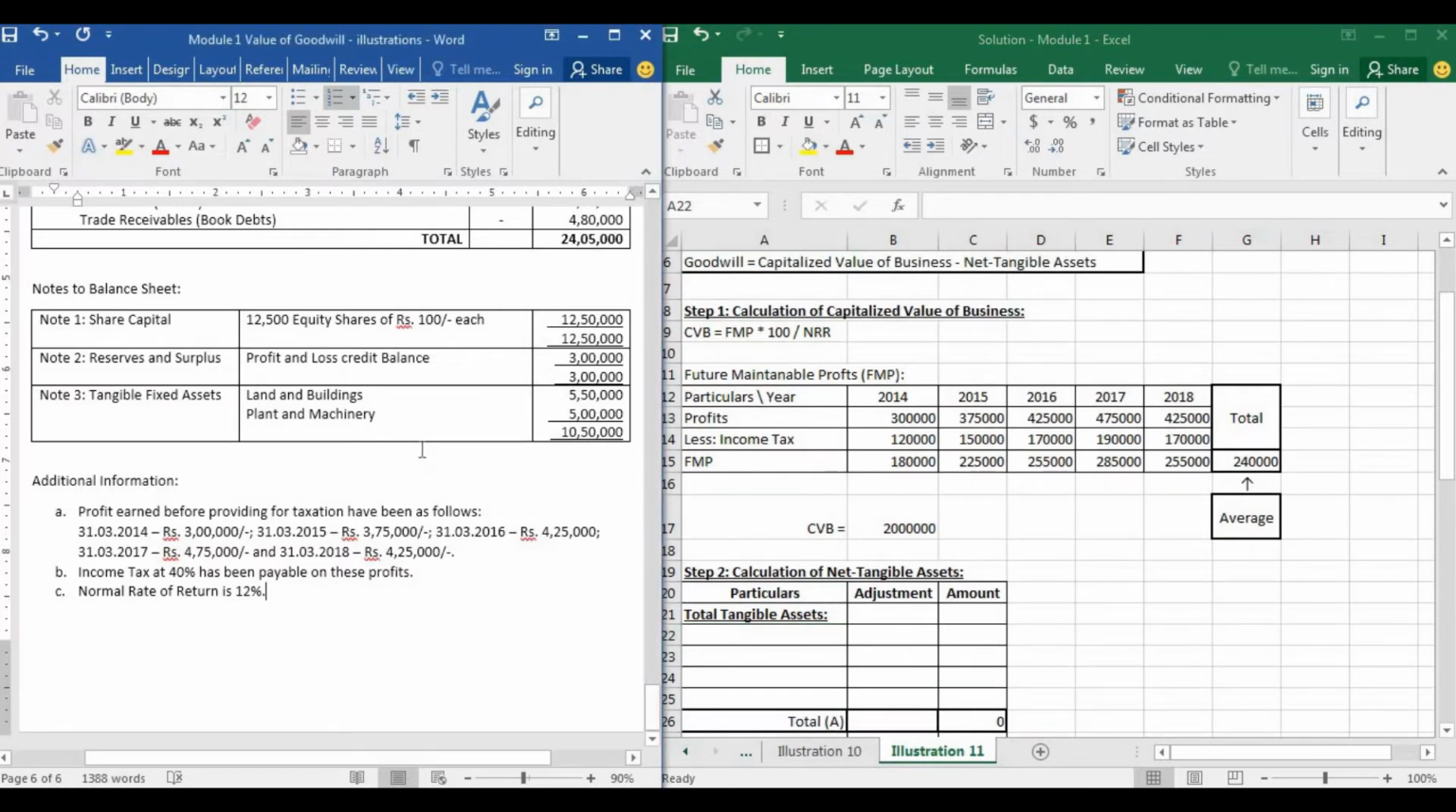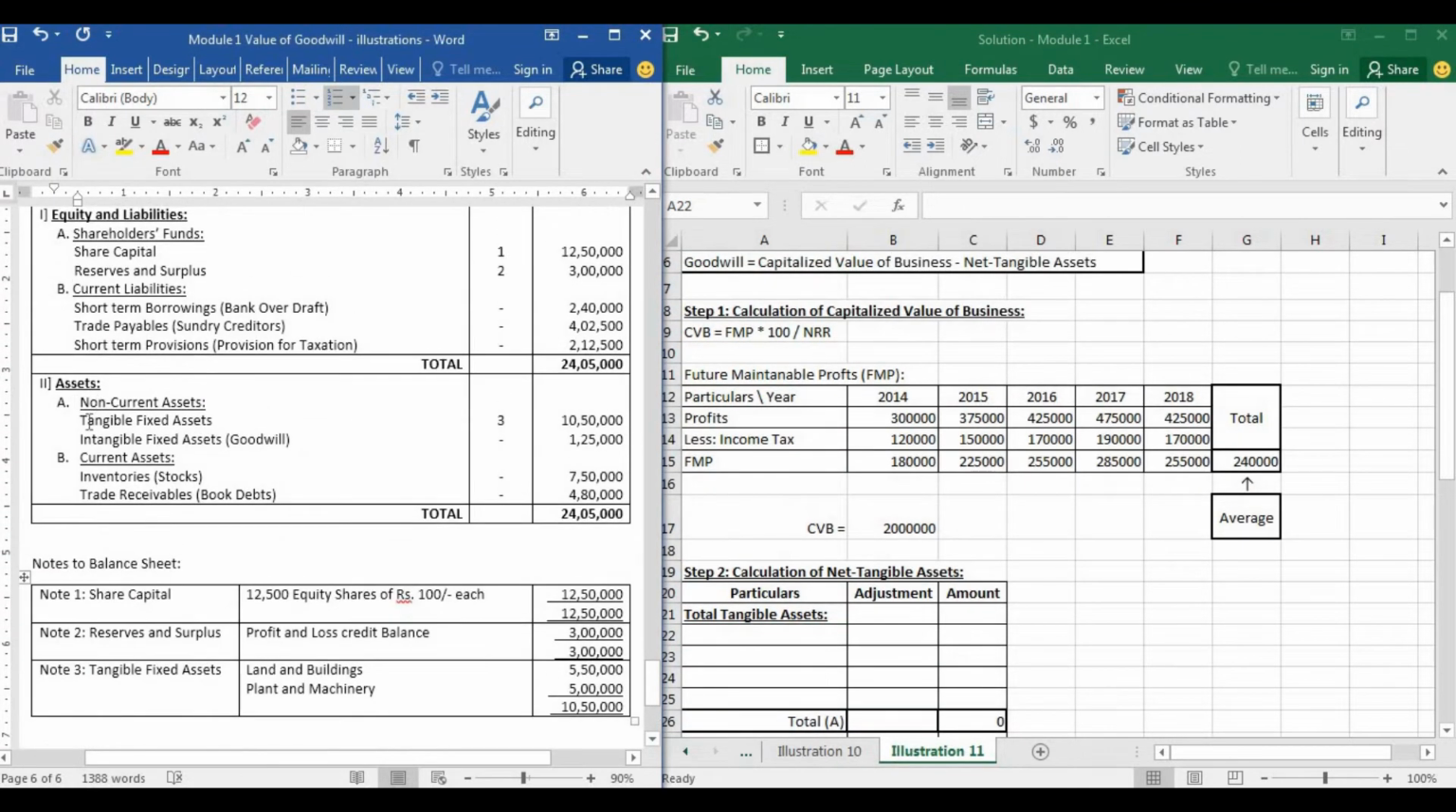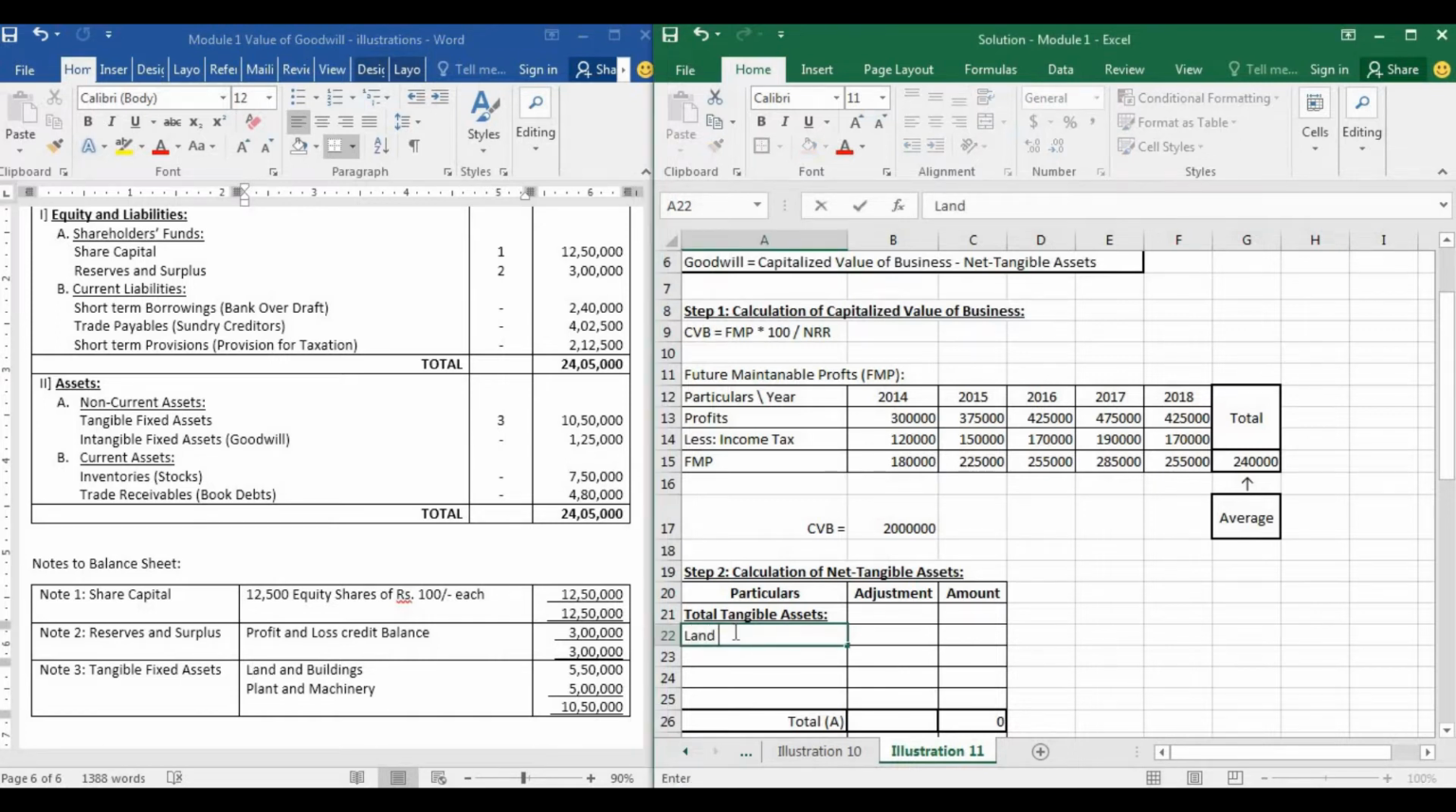We will see the question here. Asset side, we are going to take all the tangible assets. In order to take the tangible assets, we'll have to see note number 3. So we have land and buildings and plant and machinery. Let me write that down. Value of land and buildings is 5,50,000. Plant and machinery is 5 lakh. Then intangible fixed assets we are not taking. We will not take goodwill.